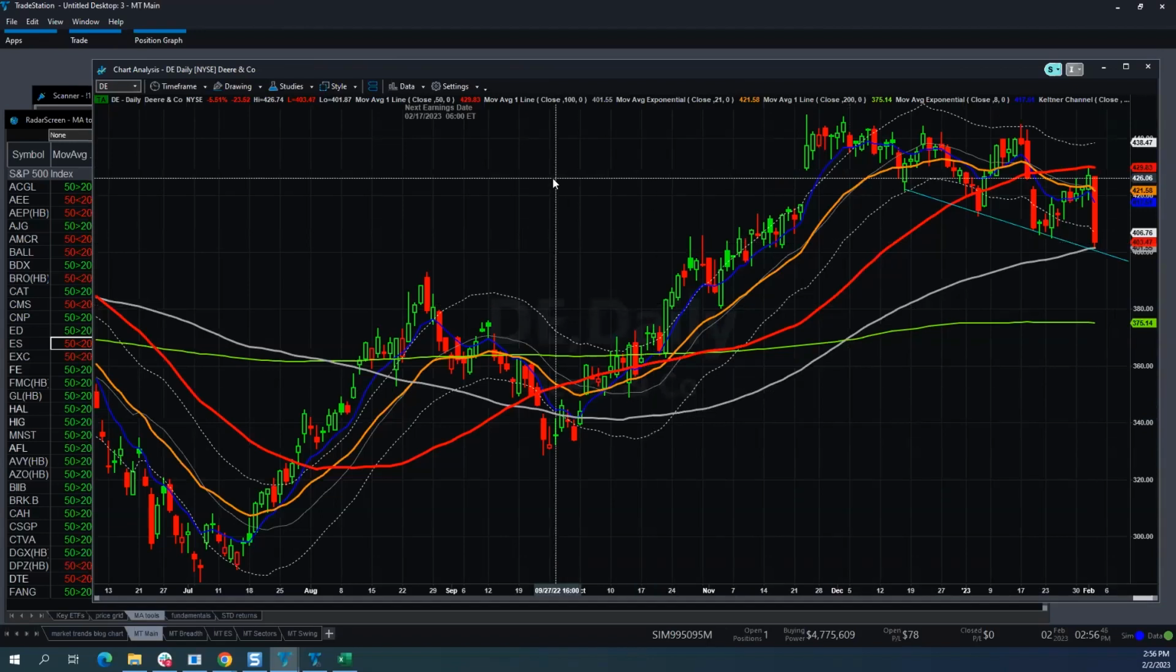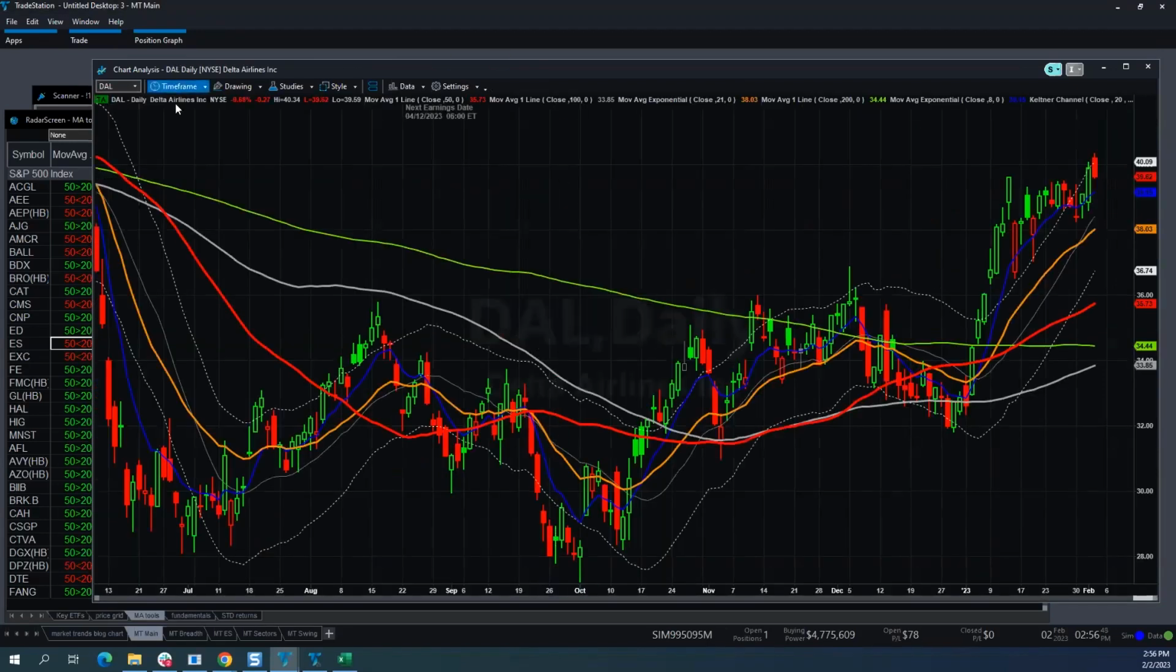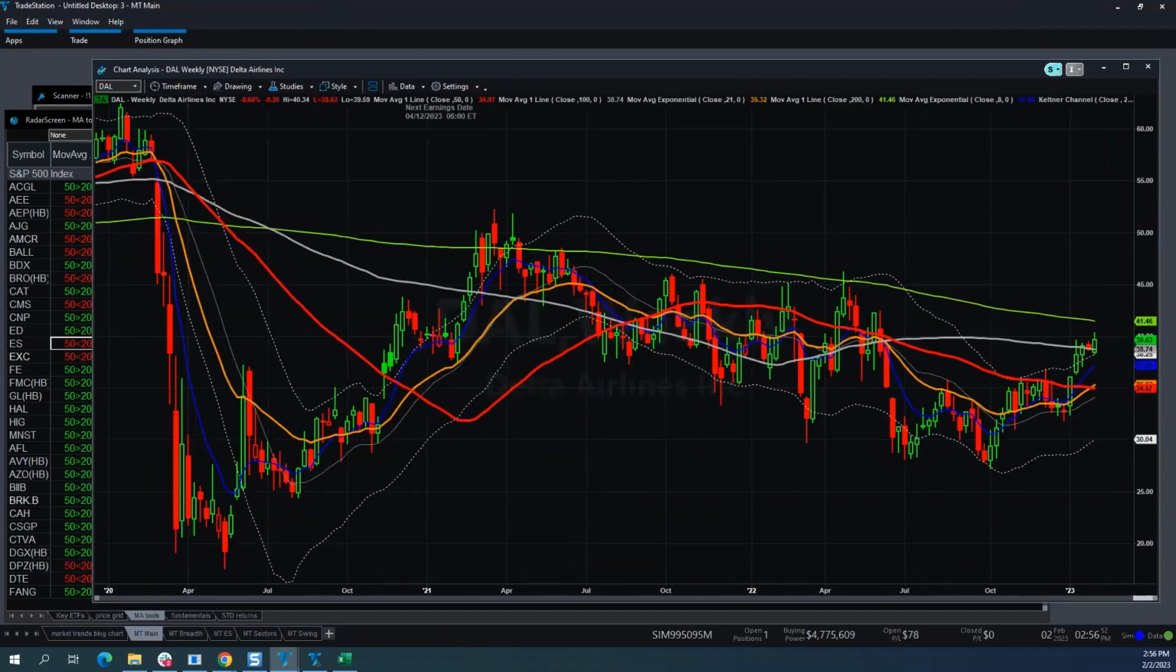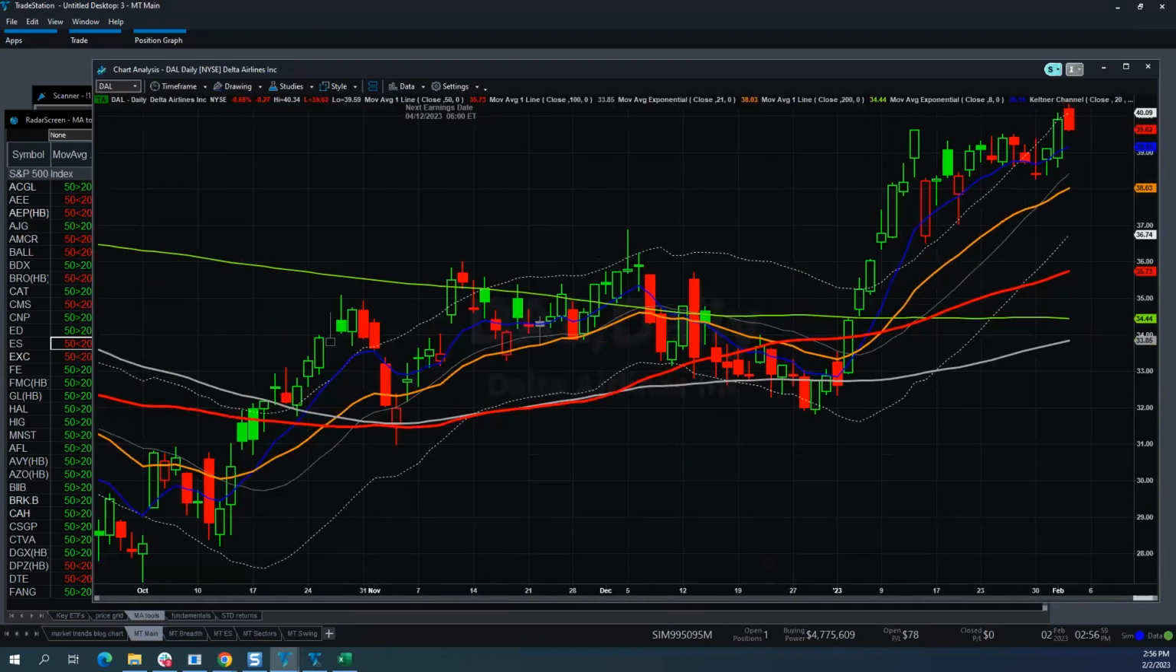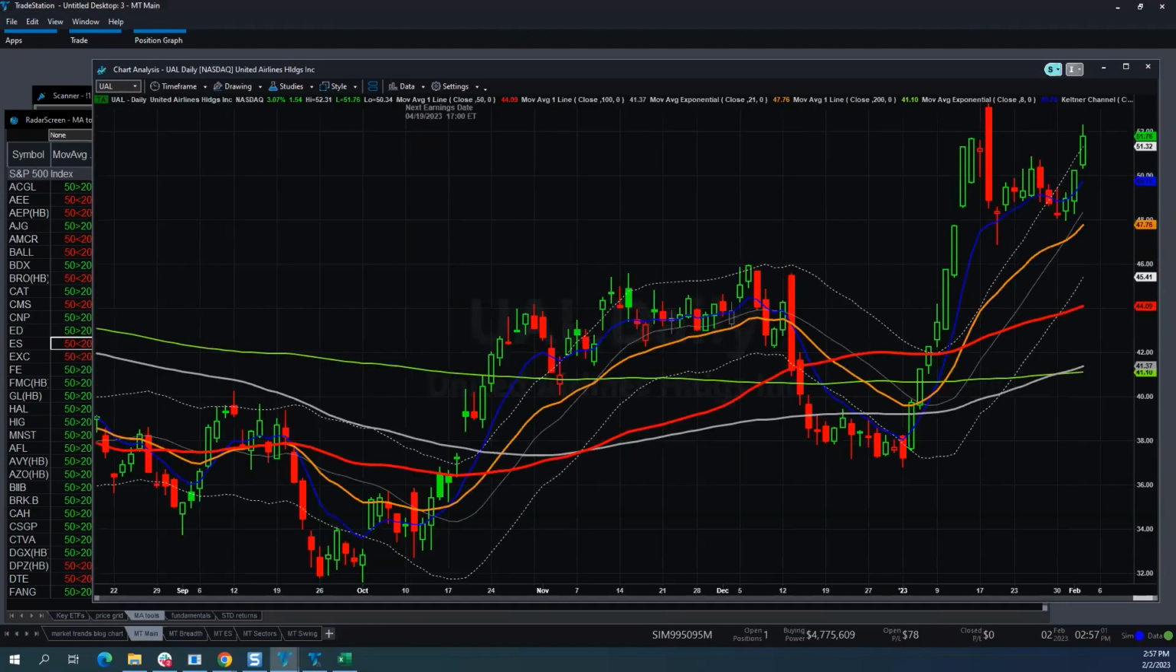Another one that was interesting that popped up to me was Delta Airlines had a bullish outside week. And the airlines here have had a very tight consolidation pattern. If you look at DAL, you look at UAL, they've had a very tight consolidation pattern, and there has been money going back to travel stocks. So that's kind of interesting.